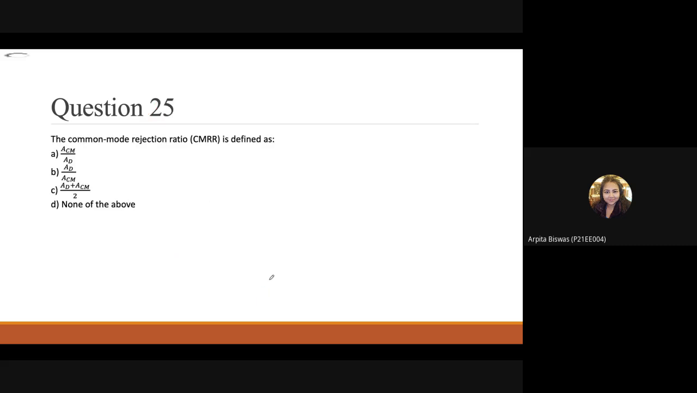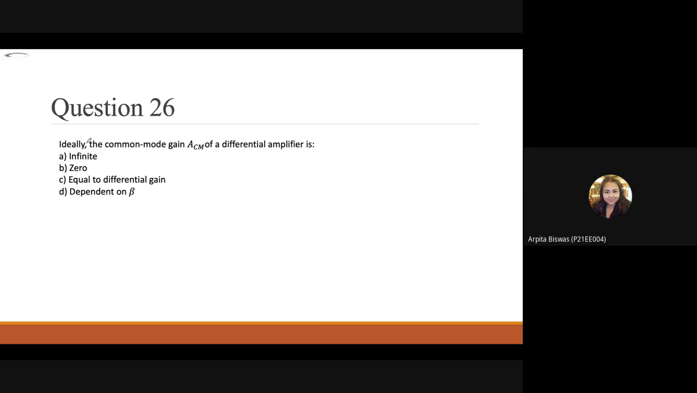So next, move toward question number 25. The common mode rejection ratio is defined as ACM by AD, or AD by ACM, or AD plus ACM by 2, or none of the above. Ma'am, option B, ma'am. AD by ACM. Yes, option B is the right option. AD by ACM.